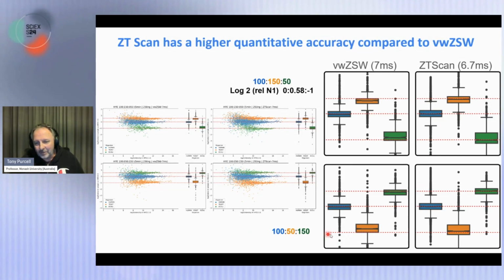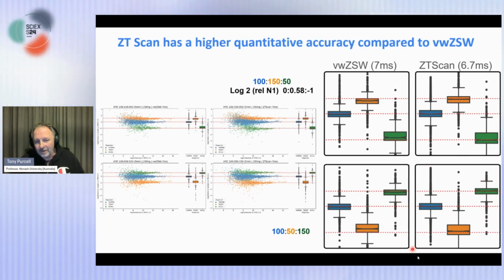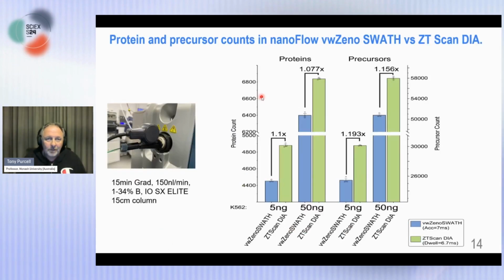And similarly, when we look at the Xenoscan data, the ZT-scan data for another ratio here, again, we see more consistent and accurate lining up of the median intensities here. So our conclusion from this experiment was that the ZT-scan has a higher quantitative accuracy compared to the variable window swath experiment.